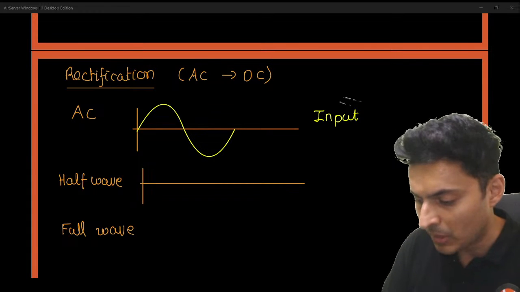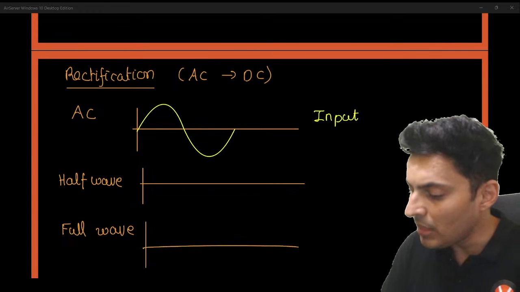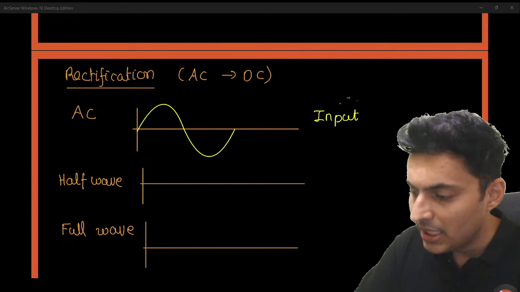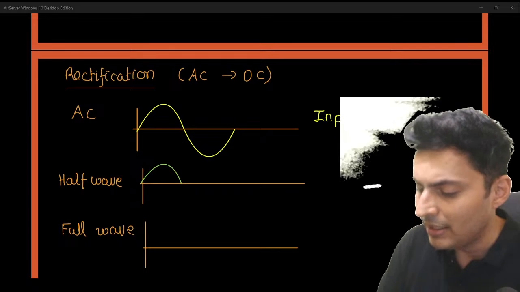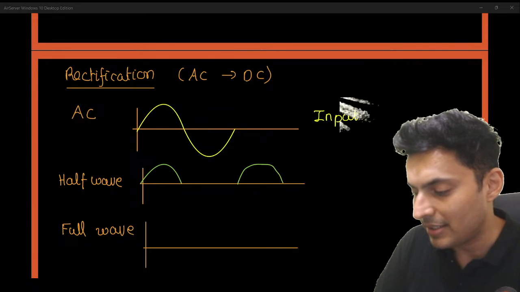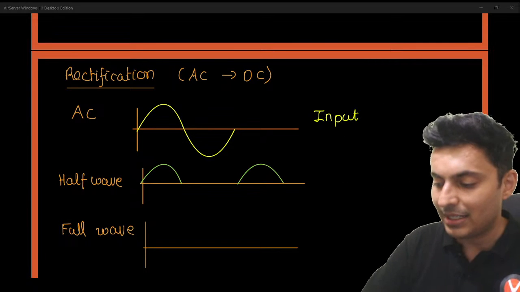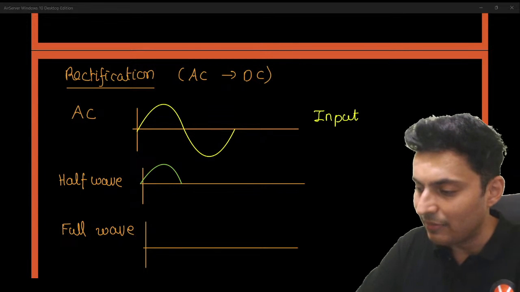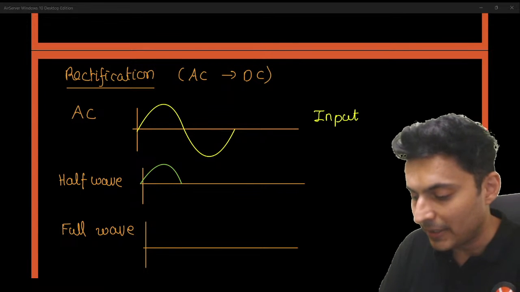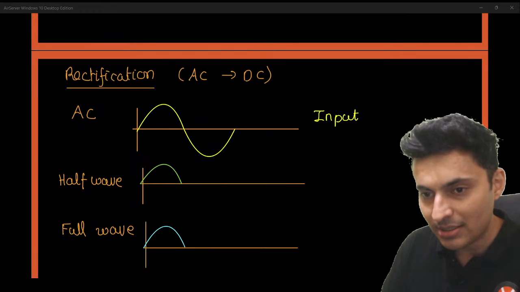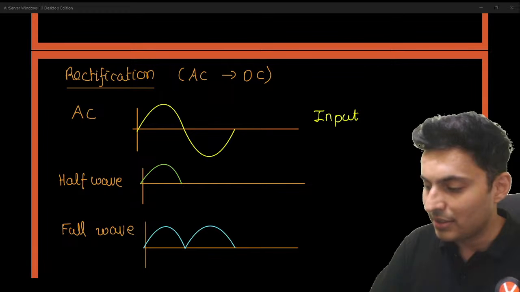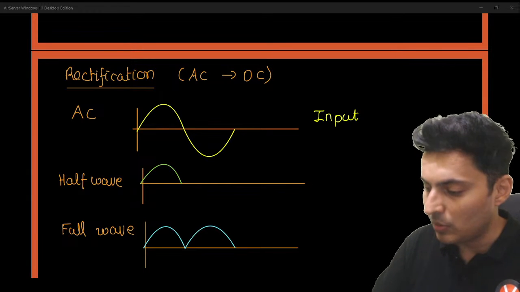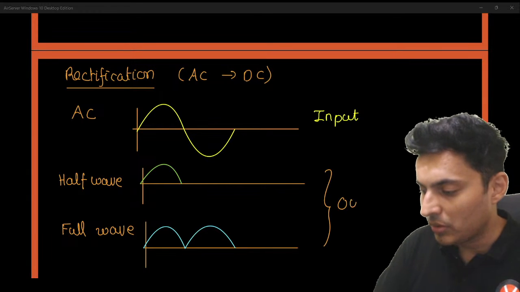Let's see both of them. Half wave and full wave. So in case of half wave, only one half of the cycle is rectified. The remaining half is completely wasted. Like you can see, in full wave rectifier, both the halves are converted. So it's like taking a modulus, something like this. So this is a full wave rectifier. This is the output. This is how the output looks like.